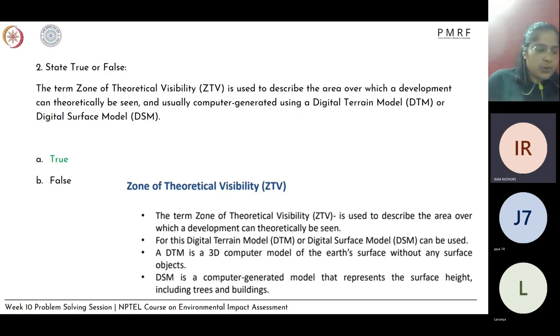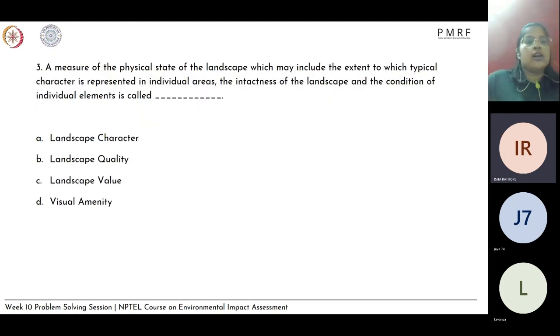So moving on to question 3. A measure of the physical state of the landscape, which may include the extent to which typical character is represented in individual areas, the intactness of the landscape and the condition of individual elements, is called: A. Landscape character, B. Landscape quality, C. Landscape value, and D. Visual amenity. So which term is the correct definition as described in the question?